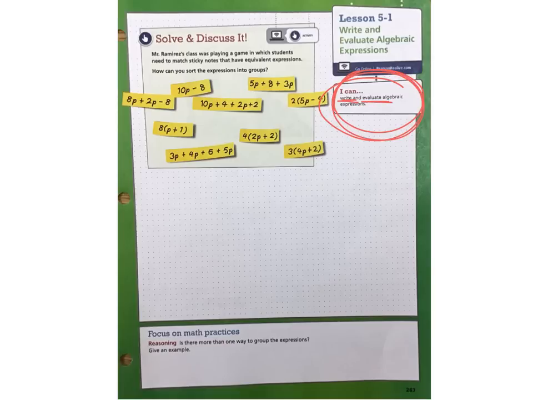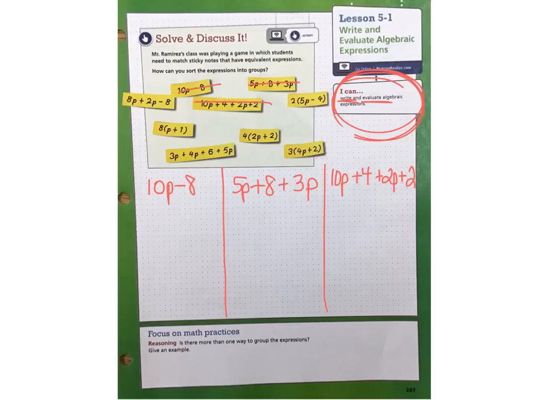So take a look at your solve and discuss it. I'm going to erase my little line there. There we go. And what I want you to do is see if you can determine how to arrange each of those expressions on the yellow sticky notes so that they fall into 3 categories. And within each category, what we're looking for is how can we show that these expressions are indeed the same. So try to divide them into 3 categories and then come back and you'll check your work in just a minute and see how you did.